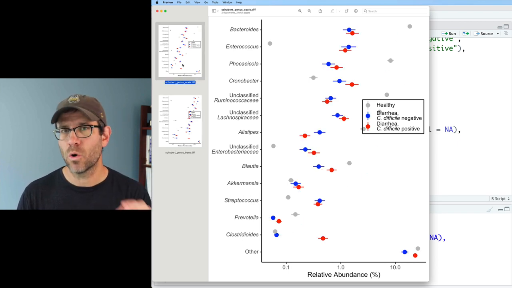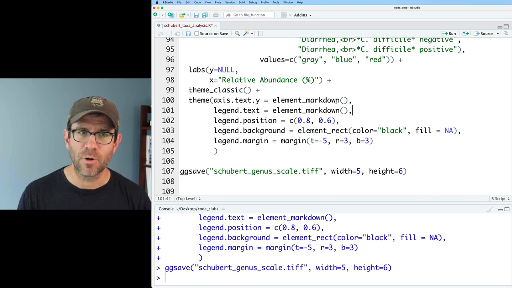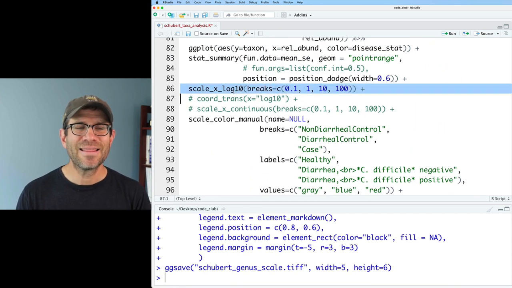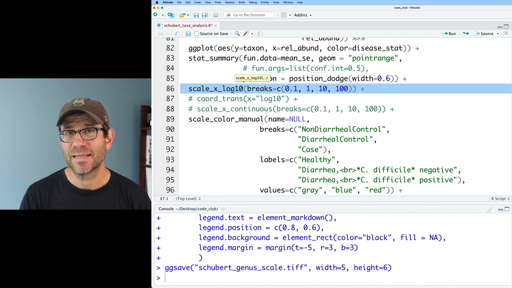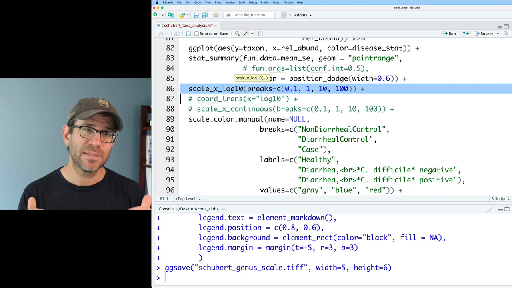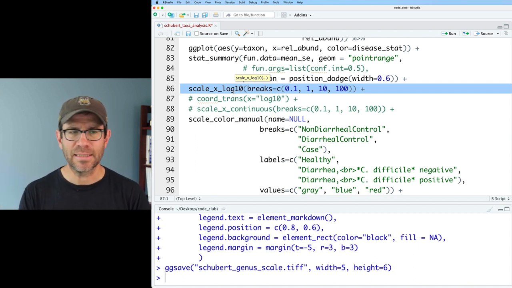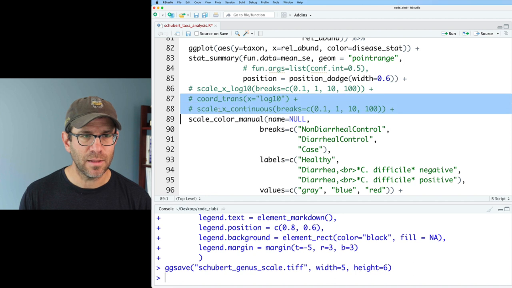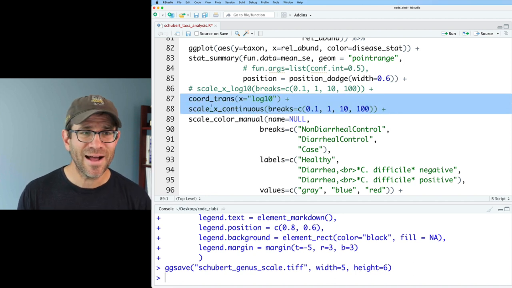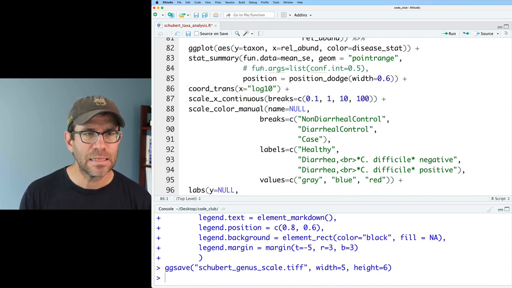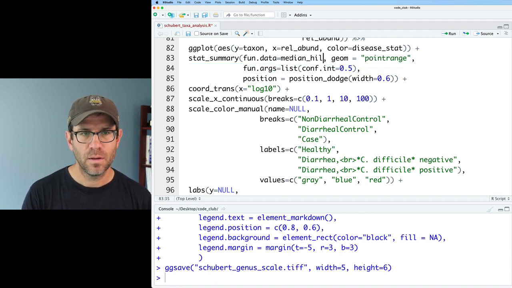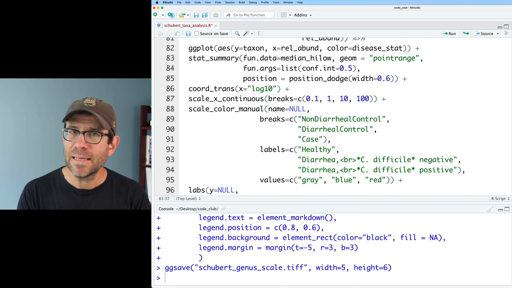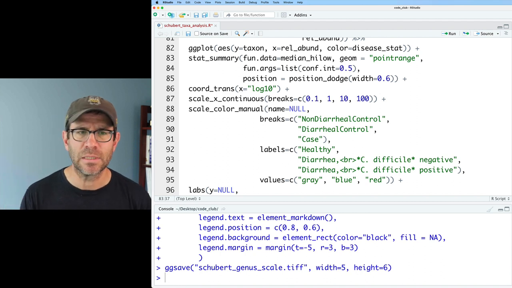You want to use coord trans if you're using stat summary. And again, the difference is that scale x log 10 operates on the data before doing stat summary, whereas coord trans is performed after running stat summary. So I'm going to go ahead and turn off the scale x log 10, turn back on my coord trans. I'm even going to delete this, and I'm going to convert this back to median high low. And also, because the median is robust to log scaling, it doesn't vary if you log scale. We didn't see a difference using the median.